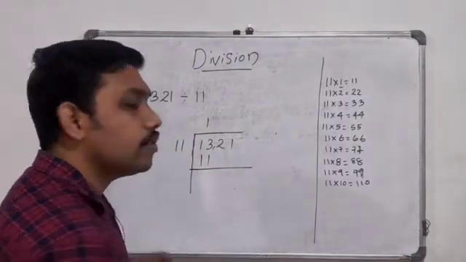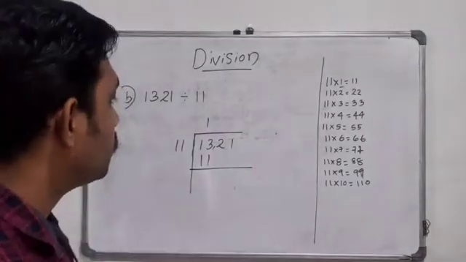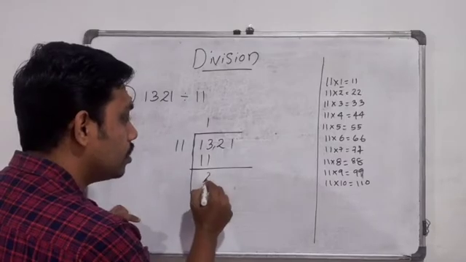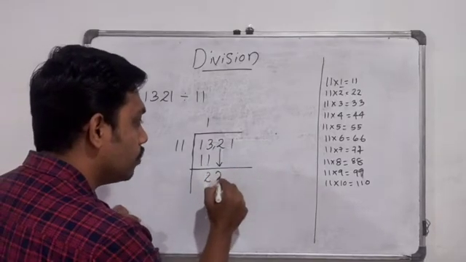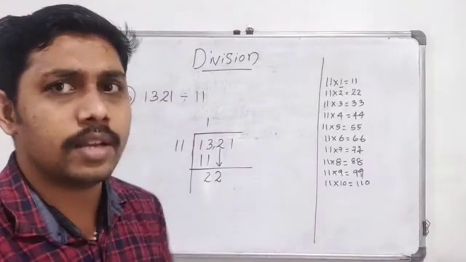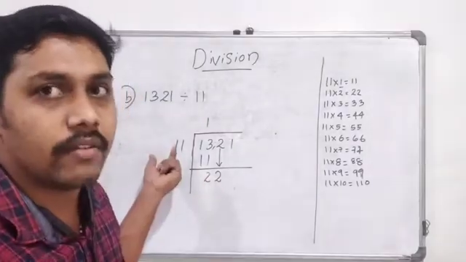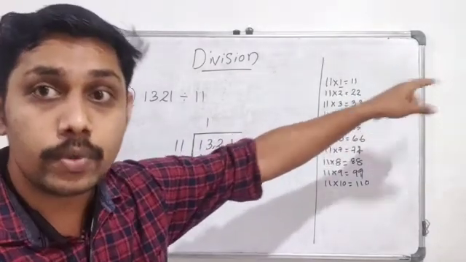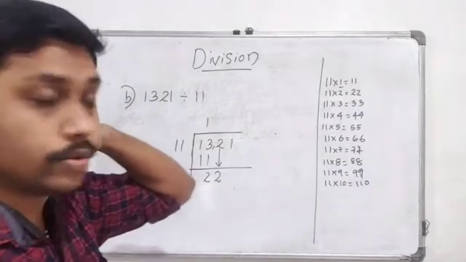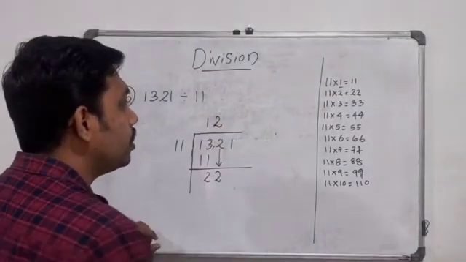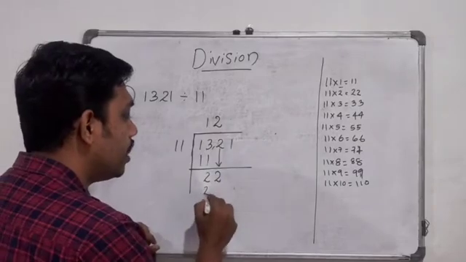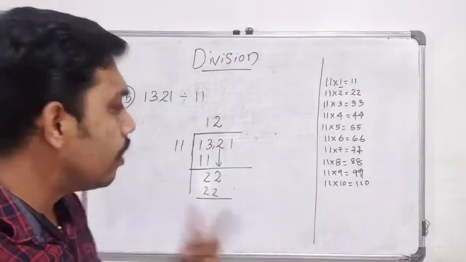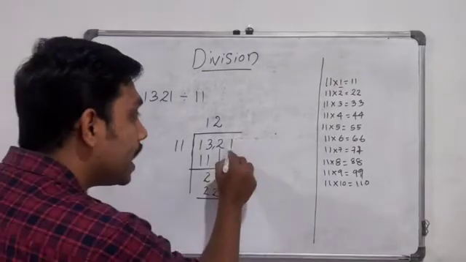So now what will we do next? Yes, subtract, isn't it? When we subtract 11 from 13, we get 2, and we bring down the next digit, making 22. Again 22 is a multiple of 11. It is very easy to find, which means 11 2 times gives 22. So here we have the quotient 2. 2 11s are 22. When we subtract 22 from 22, the answer becomes 0. What will we do next? We will bring down 1.